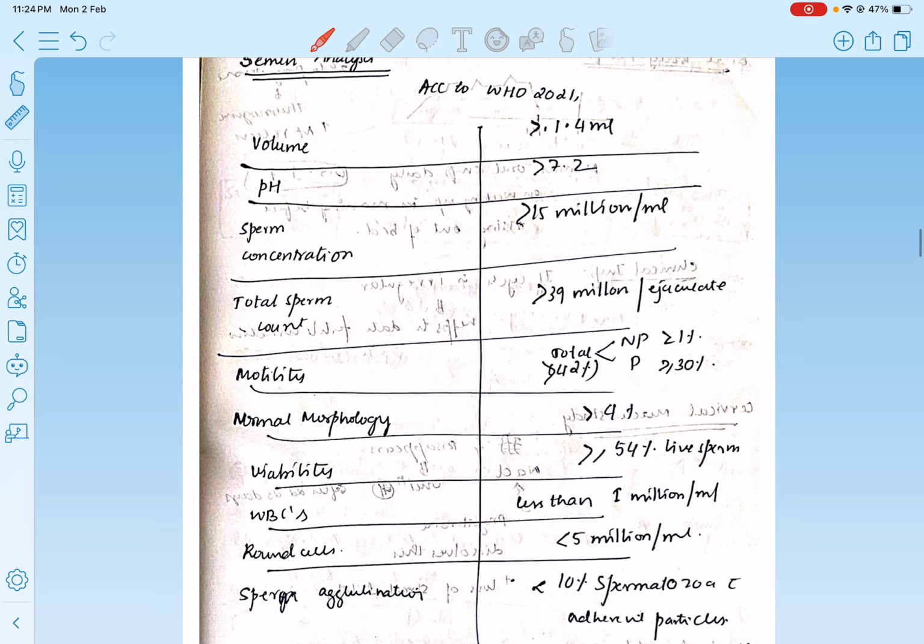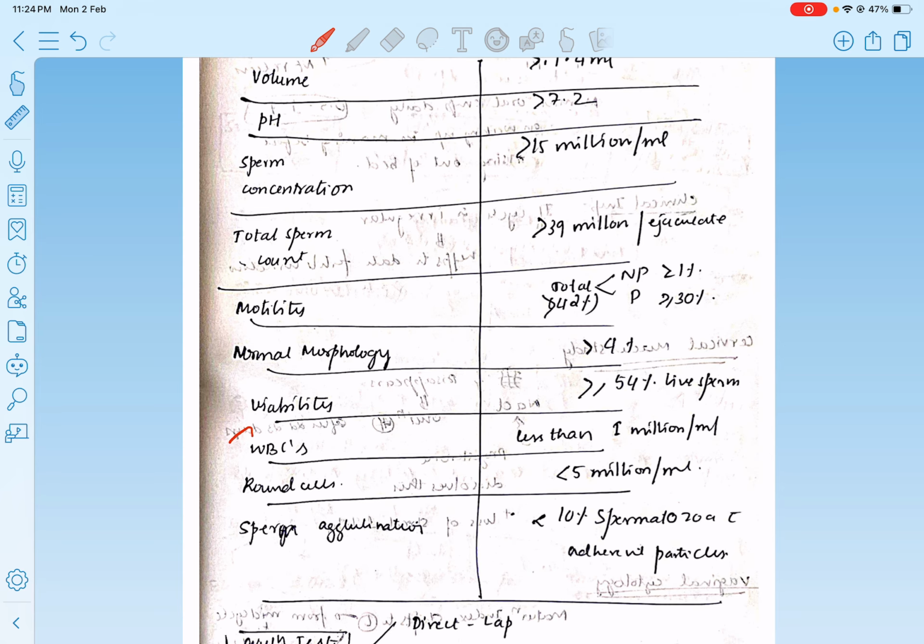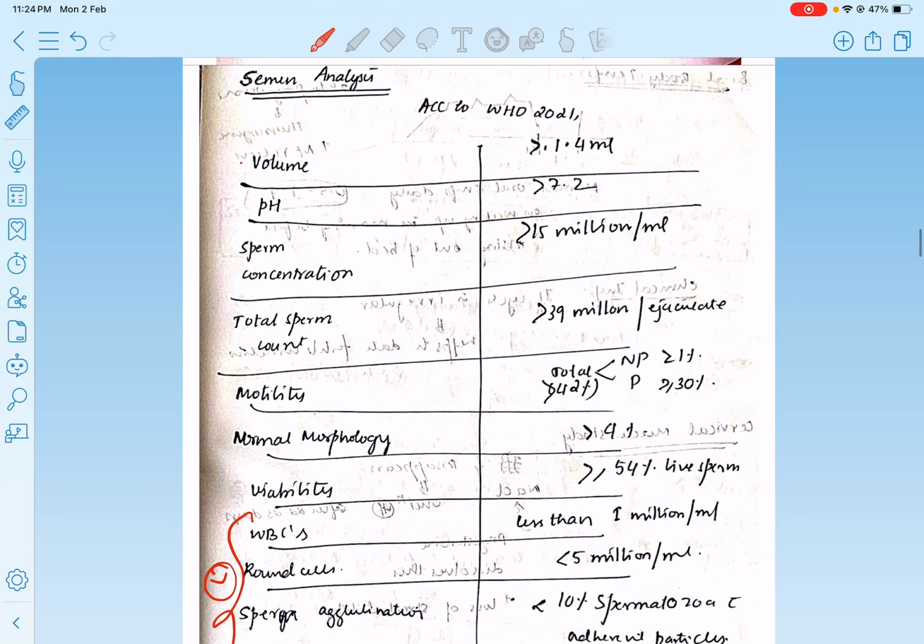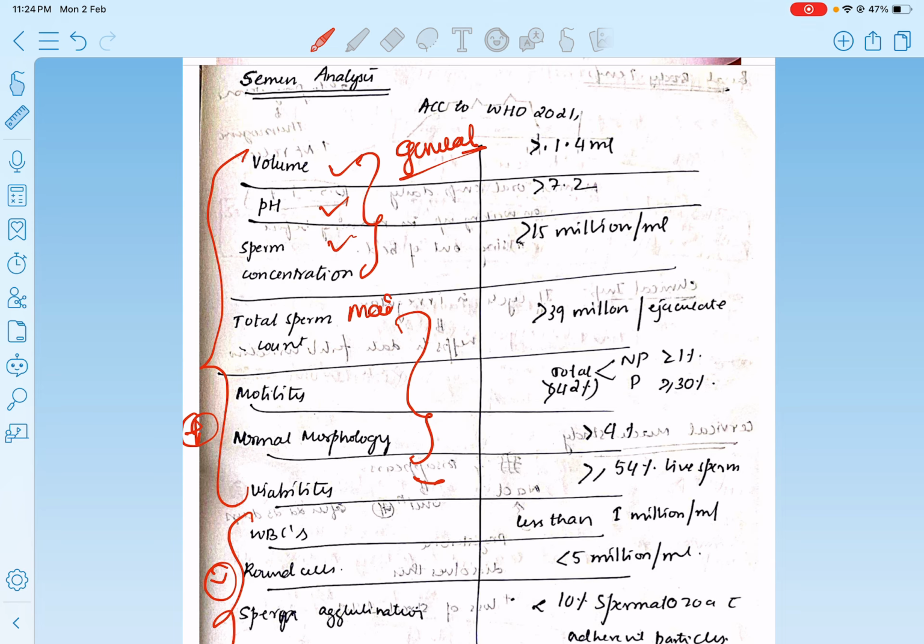So make sure first you broadly divide it into negative symptoms and positive symptoms. Now again divided into 3, 2, 1. So remember what the first thing was: this is the general thing, that is you need to talk about volume, pH and the sperm concentration, but this is the main thing. That is sperm count, motility and morphology, and this is about the viability, that is almost 50%. I don't expect you to remember the exact numbers, but at least you should know somewhere near that.